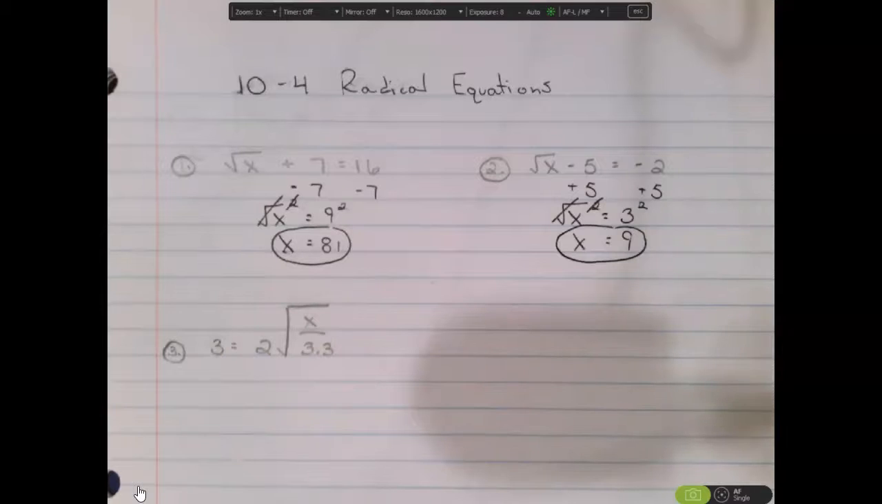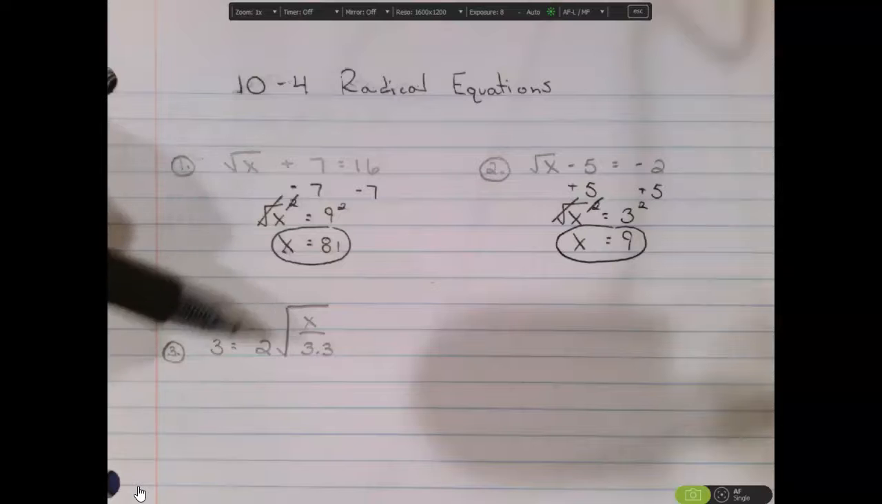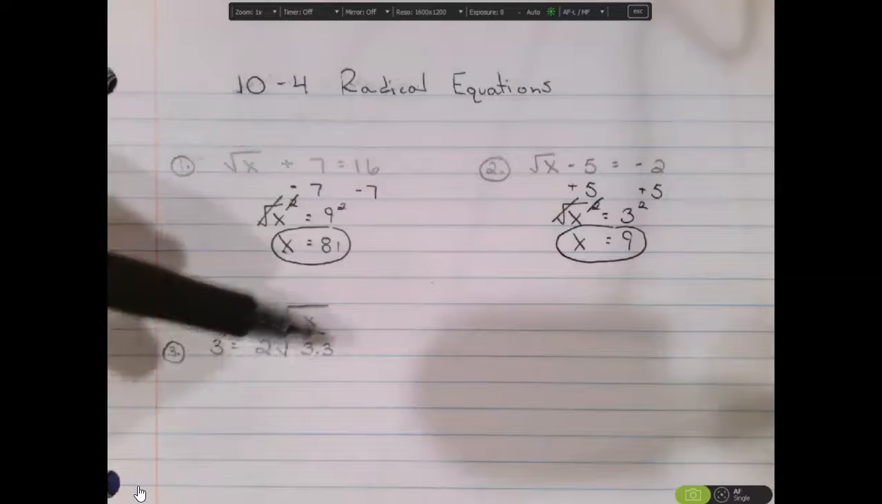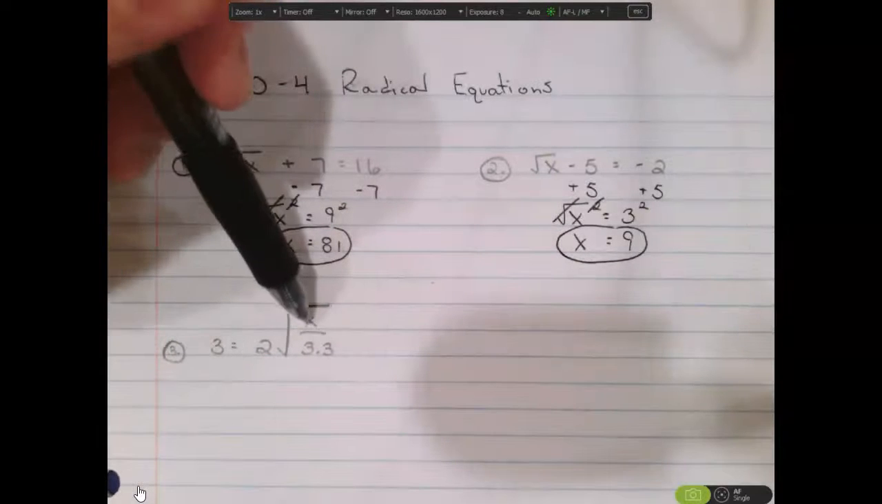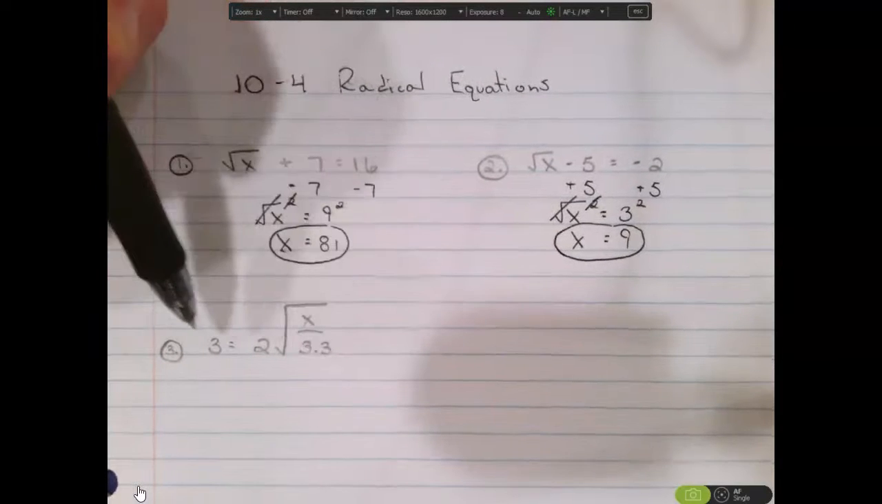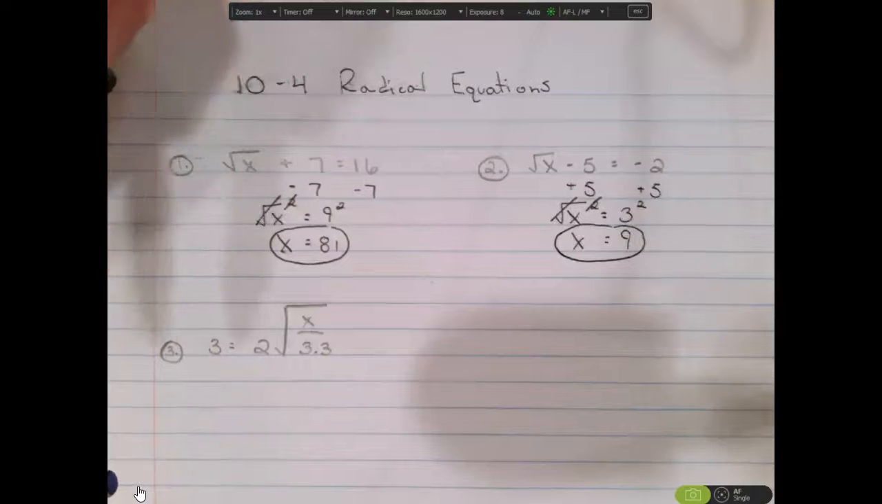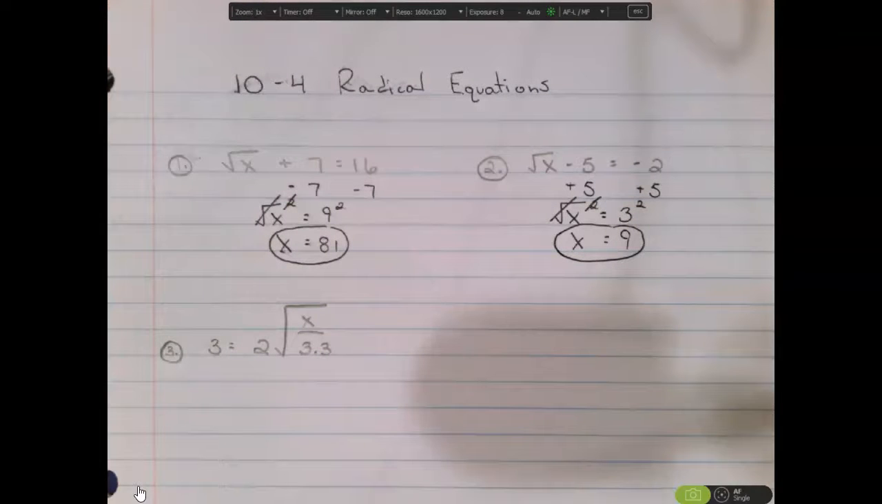Not too difficult. Let's look at one more problem that's very similar to those. We have 3 is equal to 2 times the square root of x divided by 3.3. Now this time, guys, notice x divided by 3.3, that whole fraction, is underneath the square root symbol. So that whole entire fraction has the radical being applied to it.